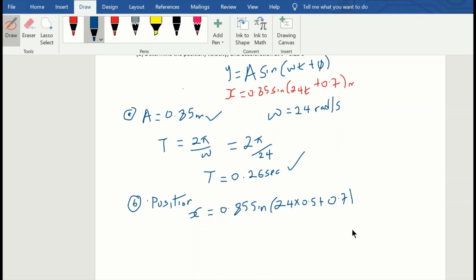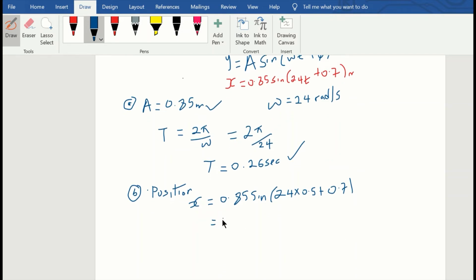Okay. What next? We now have 0.85 sine. When you put this in your calculator, you should get 6.7, bracket close. So therefore, we have 0.85 times sine of 6.7. To get the sine of 6.7, you have to set your calculator in radians, otherwise your answer will be wrong. So sine 6.7 will give us 0.4048.